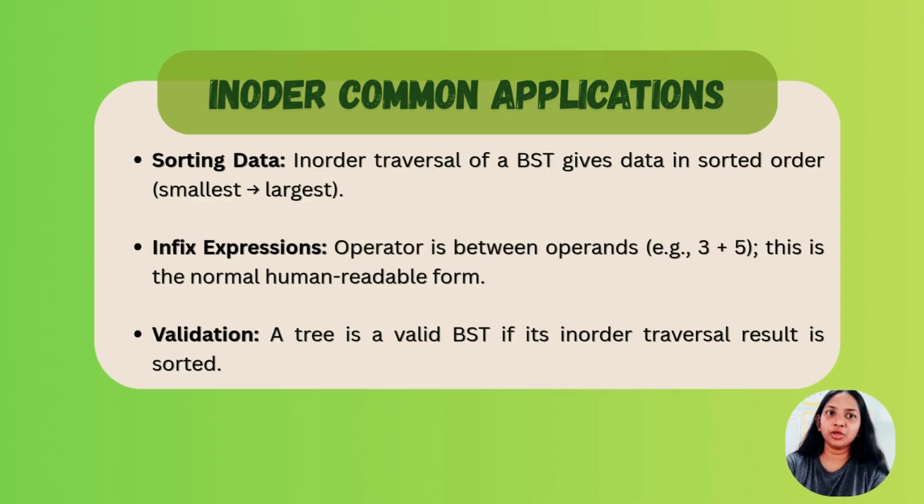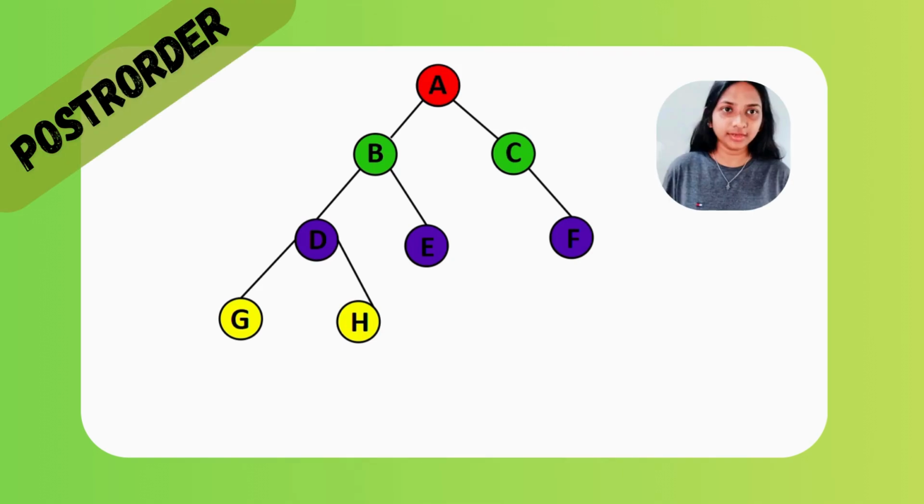This is how humans read math equations. It puts the operators in between the numbers, like 3 plus 5. Third one is validation. It is used to check if a tree is a valid binary search tree by checking if the resulting list is sorted. Finally, let's look at the cleanup method, or post-order traversal.